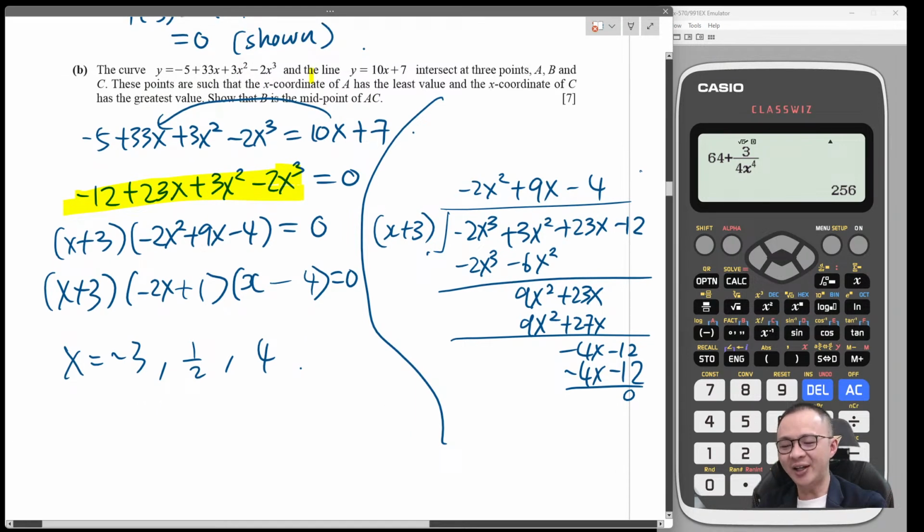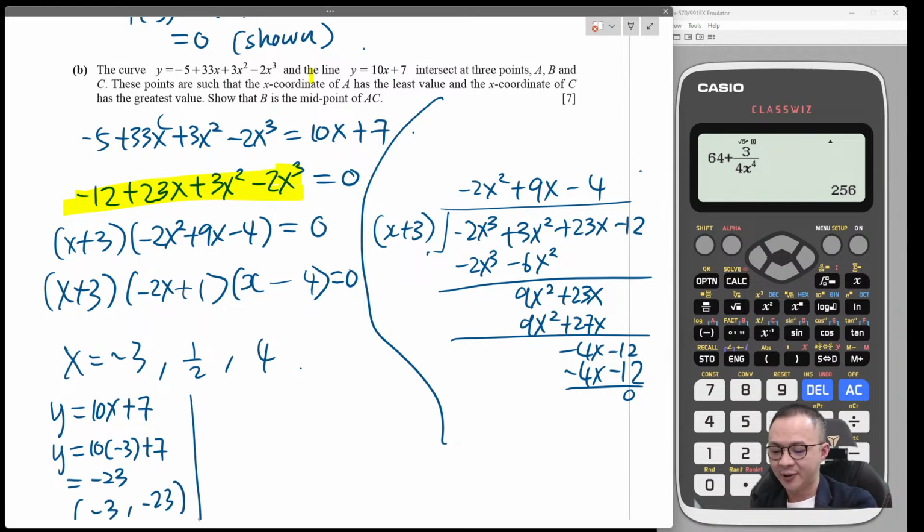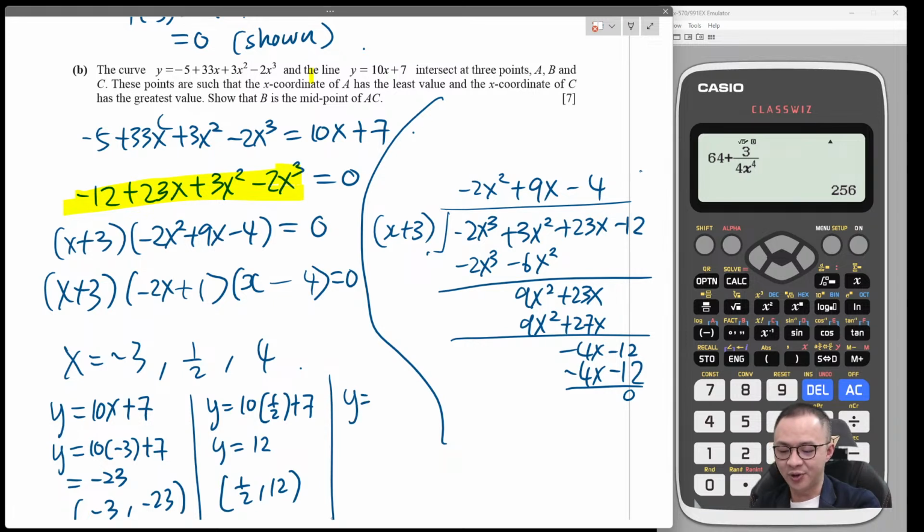Okay, so for the coordinates, I need to find the y as well. So I substitute back into y equals 10x plus 7. When x equals negative 3, y should be negative 30 plus 7, so negative 23, right? So I got negative 3, negative 23 as the first coordinate. When x equals a half, 10 times a half plus 7, y equals 12. So this is half and 12, the second coordinate. When x equals 4, 10 times 4 plus 7, y equals 47. So I got 4, 47 as the third coordinate.